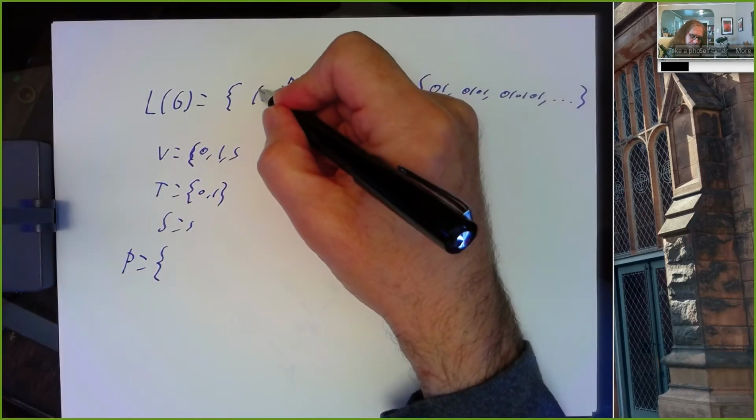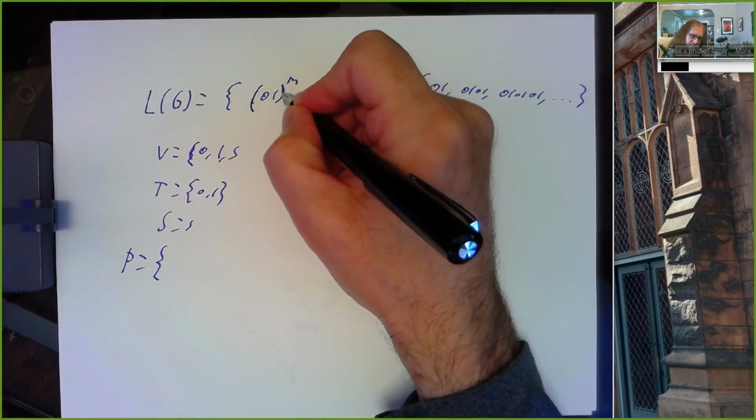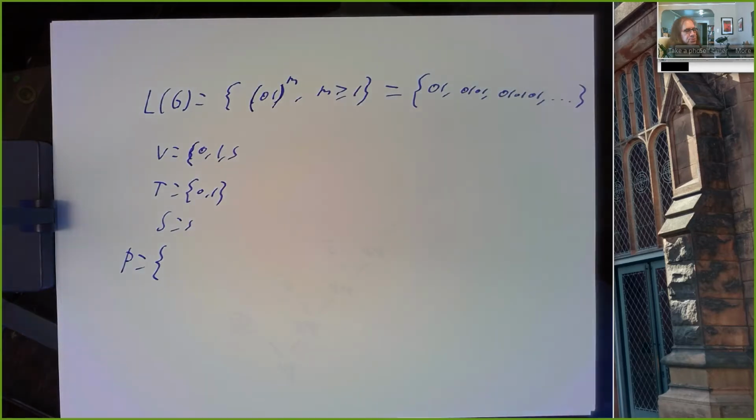So what do you think? What might we use for production rules to make repetitions of 0, 1? Sometimes you might need a lambda even in this case, but for this one you're probably right. You don't need a lambda here.